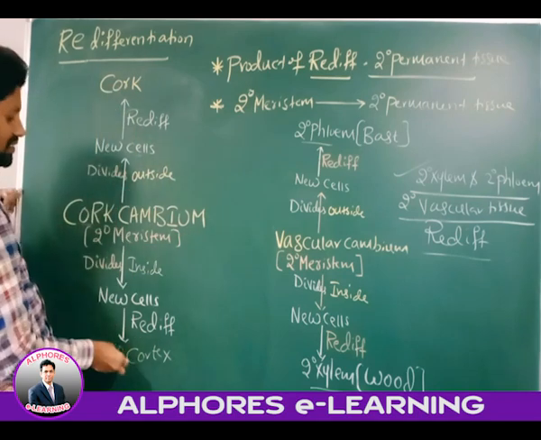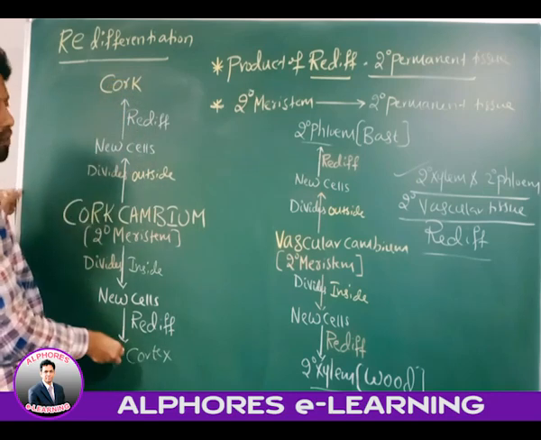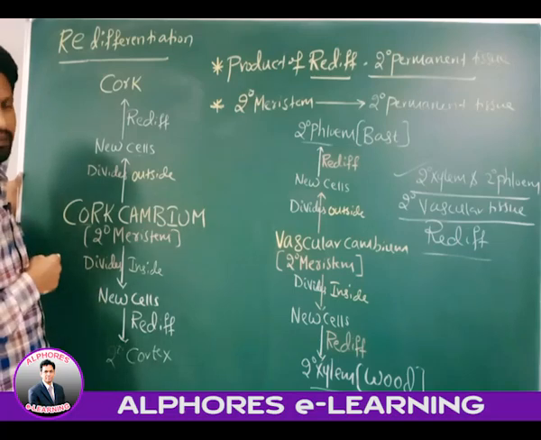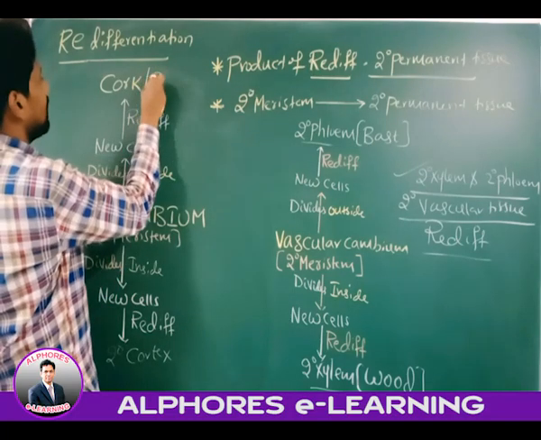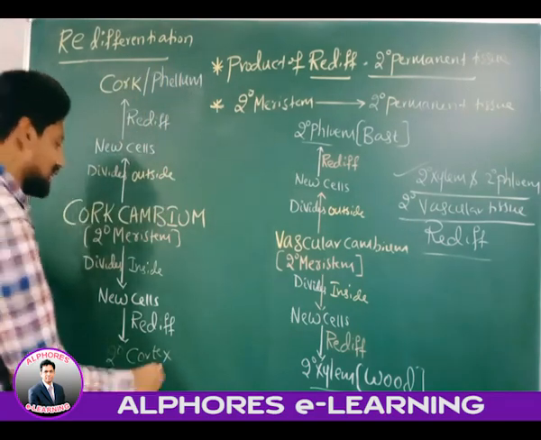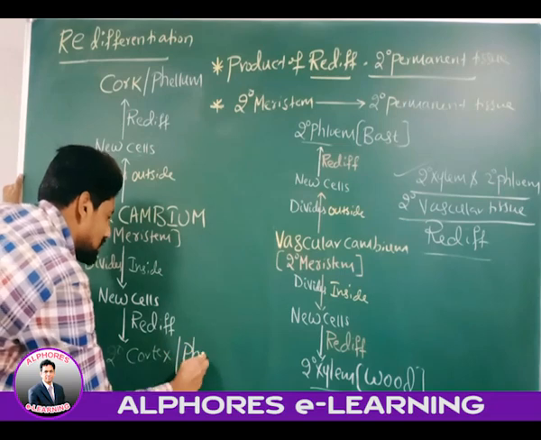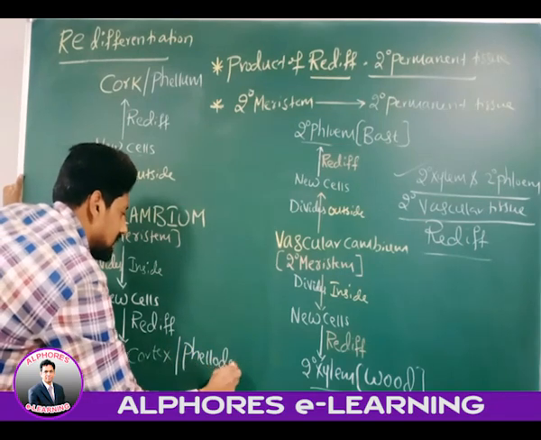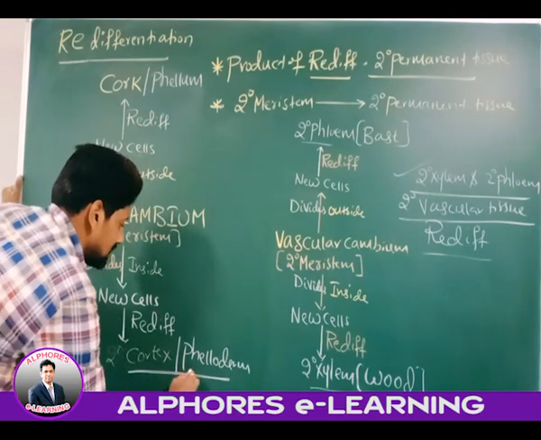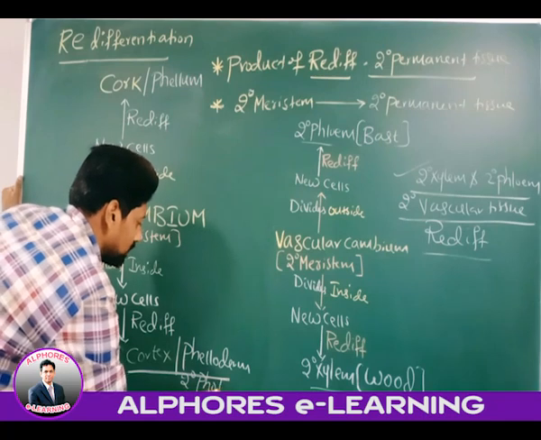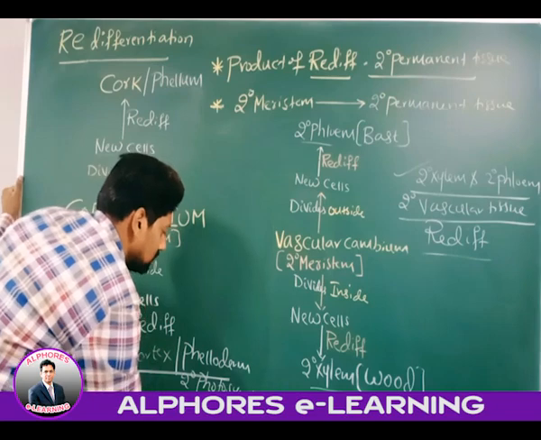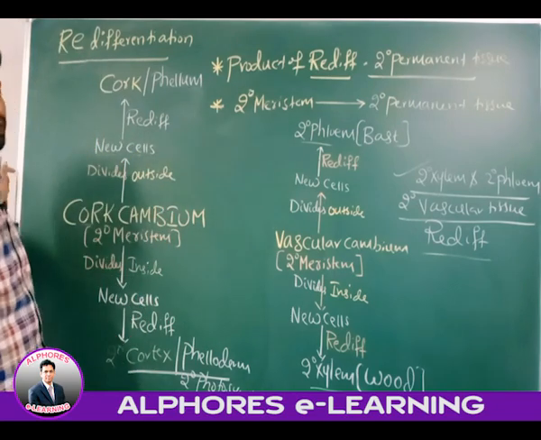Therefore, cork and secondary cortex are products of what? Redifferentiation. They are produced by redifferentiation. Yes or no? Sir, what is another name for cork? Cork is also called phellum. Secondary cortex is also called what, sir? Phelloderm. The secondary cortex is a secondary photosynthetic tissue. Yes or no? Is it okay?